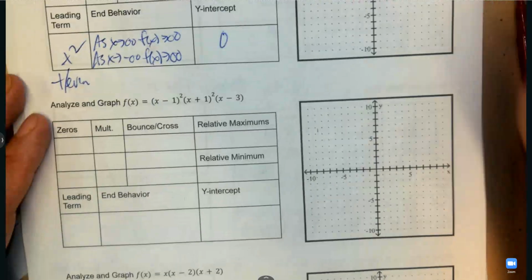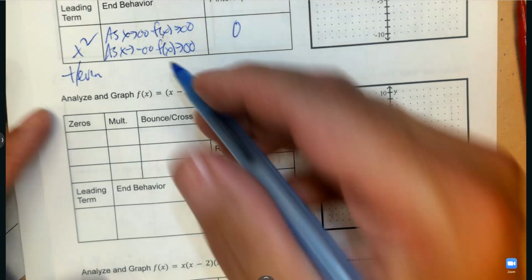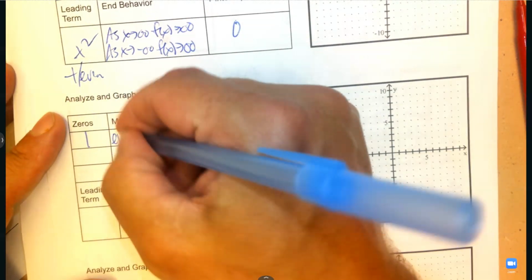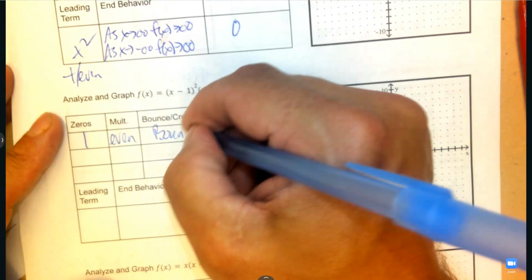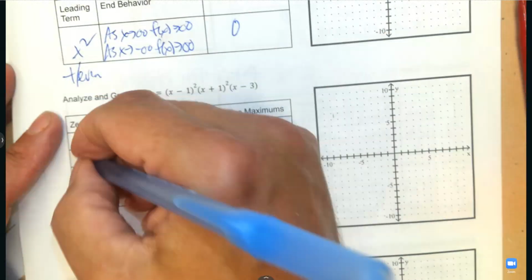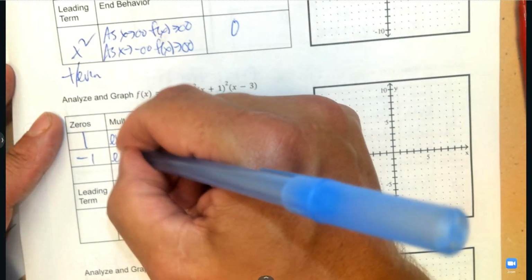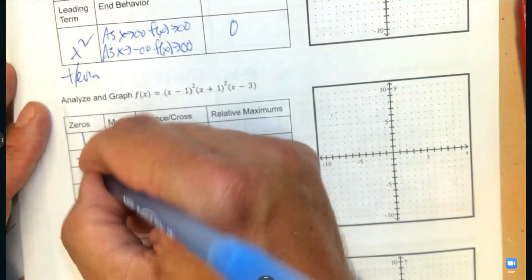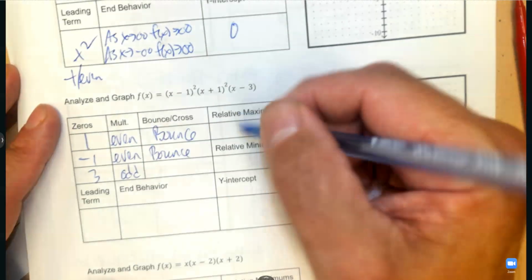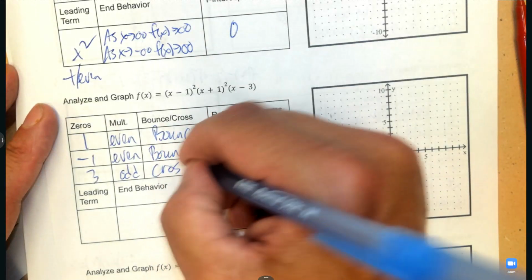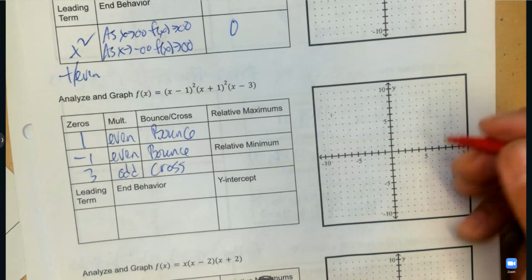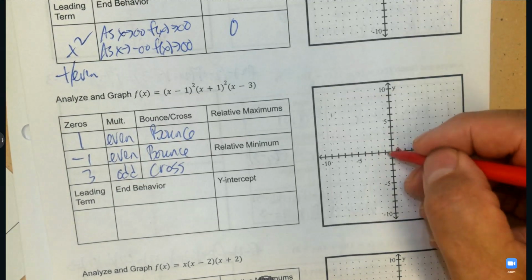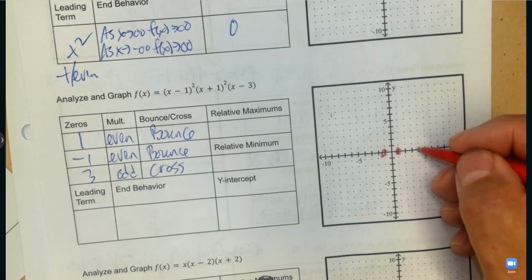Keep going. Almost there. 2 left. You so can do this. So positive 1, it has an even exponent, so it's going to bounce. Next one's negative 1, it has an even exponent, is going to bounce. And positive 3, it has an odd exponent, is going to cross on a graph. So 1, negative 1, and 3.